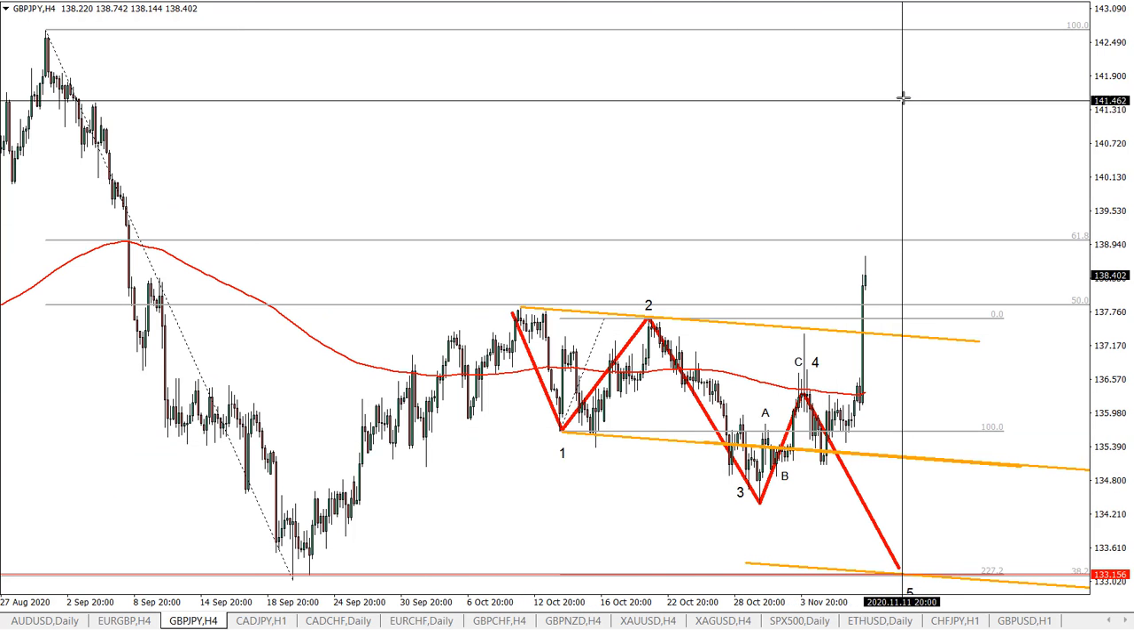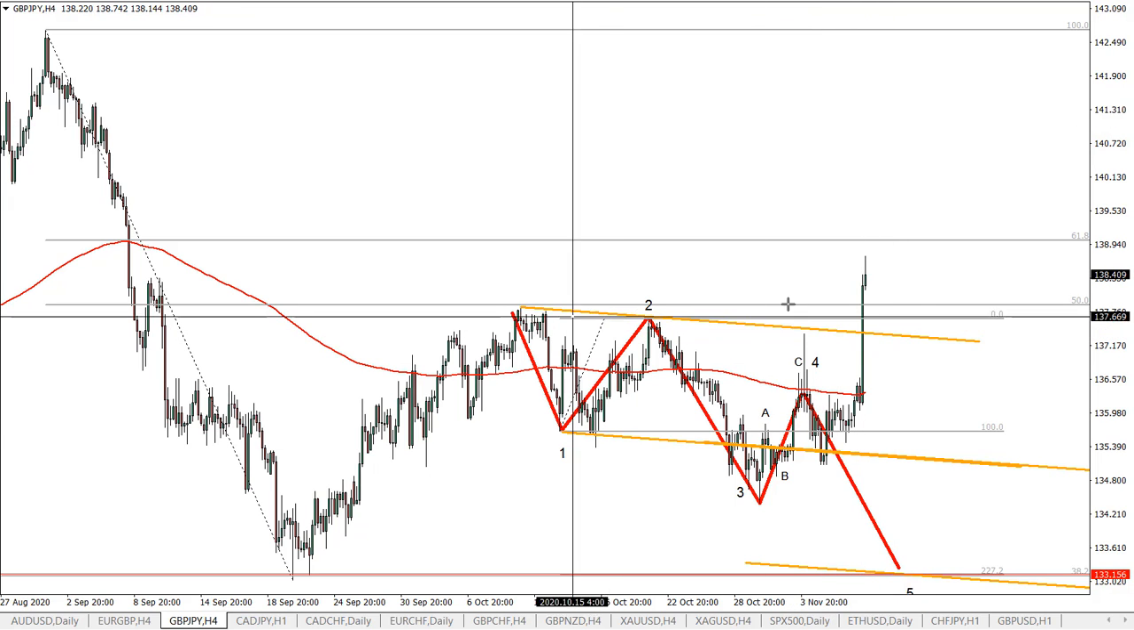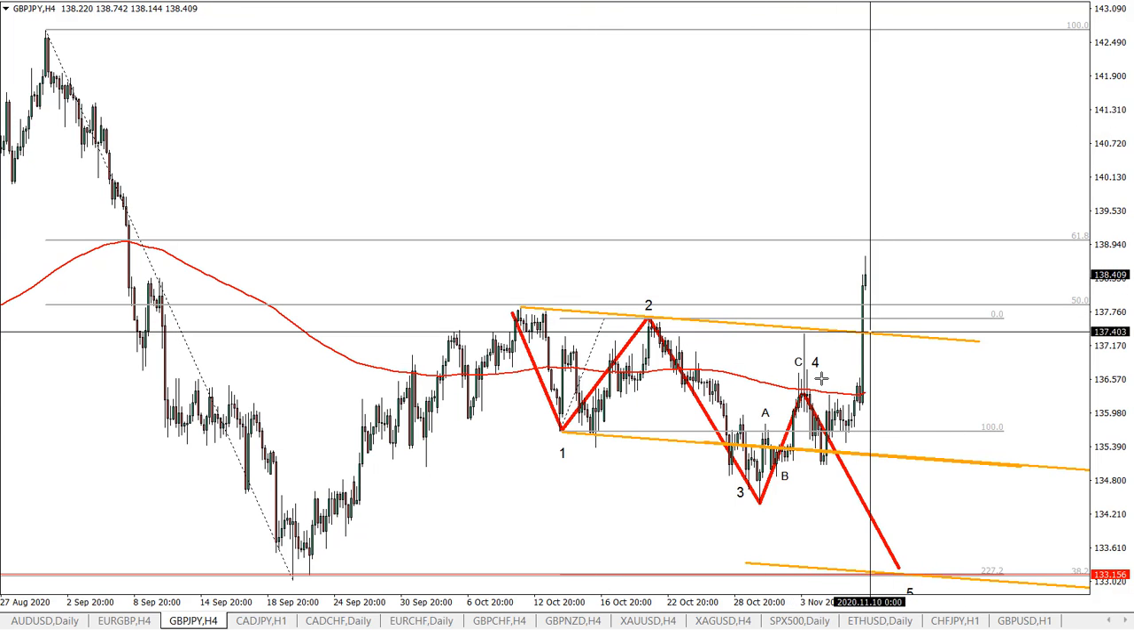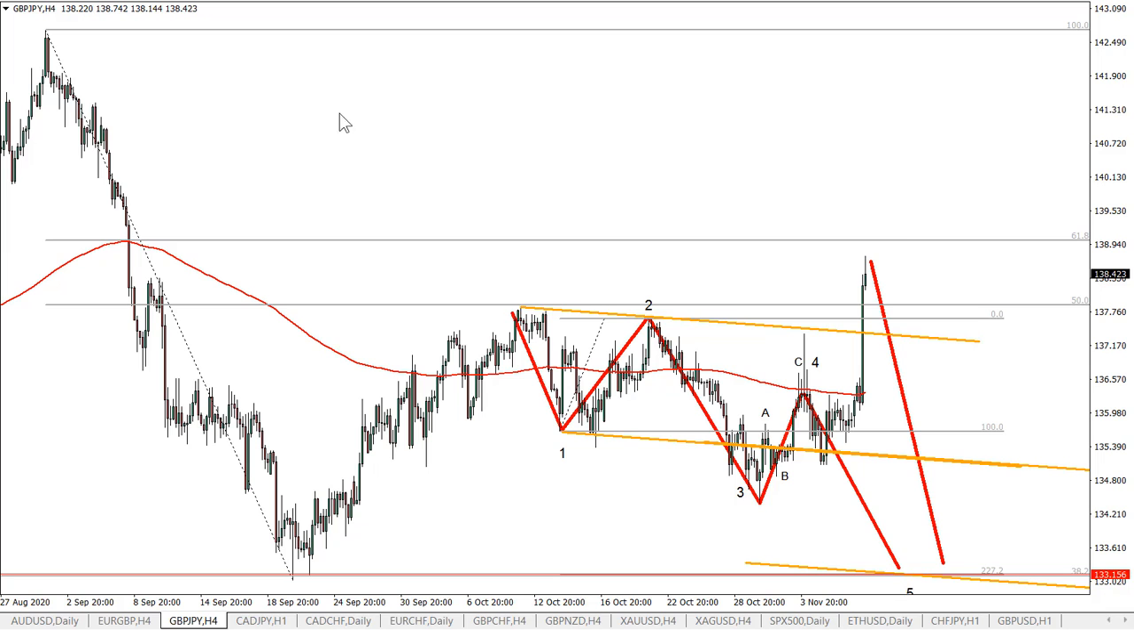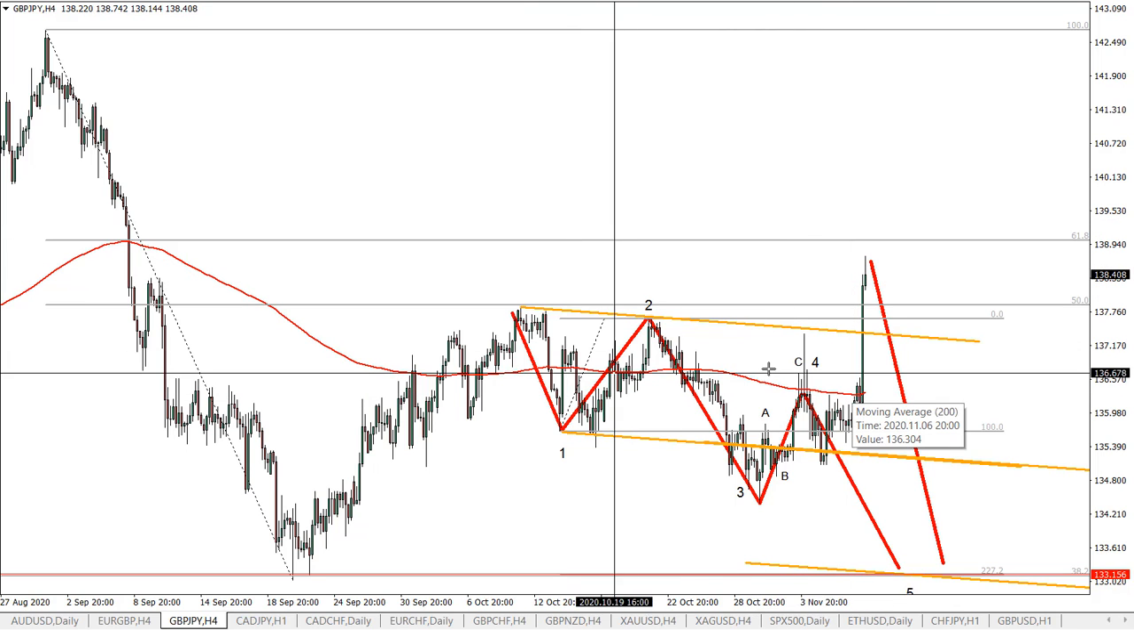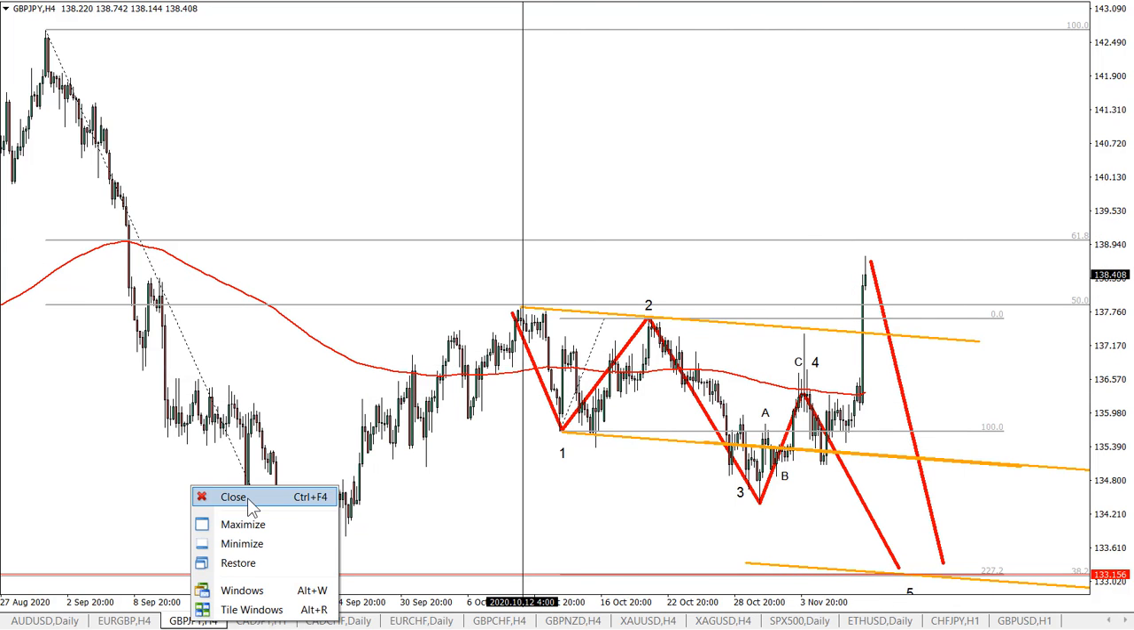Pound Japanese yen, clearly price broke above the resistance, so it got invalidated. Although considering the pound weakness yet again, there should be a strong downtrend. But nonetheless, I will invalidate this because we broke above the resistance that I was watching. So this is done, closing this chart.